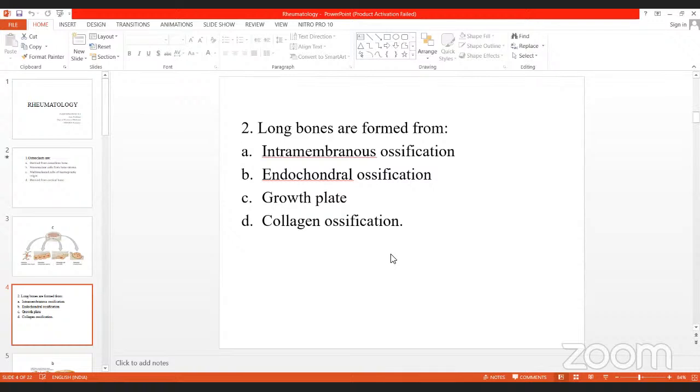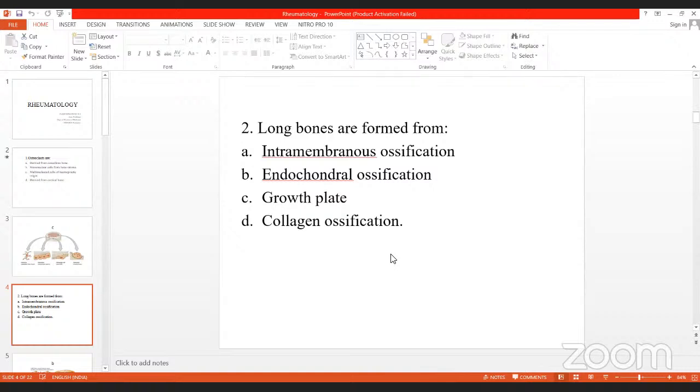Chondral, as you all know, means cartilage. So long bones are formed from endochondral ossification, from the cartilage. Flat bones are derived from intramembranous ossification, that is, from the mesenchymal tissue. Then option C, growth plate. What is the growth plate? We all know that the epiphyseal end consists of the remnant of the bone formation, which consists of osteocyte, and it is responsible for the lengthening of the bone. That is the growth plate. And D, collagen ossification.